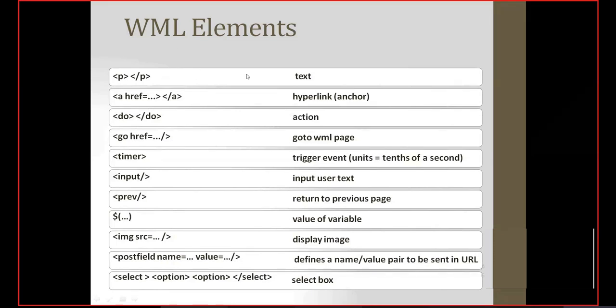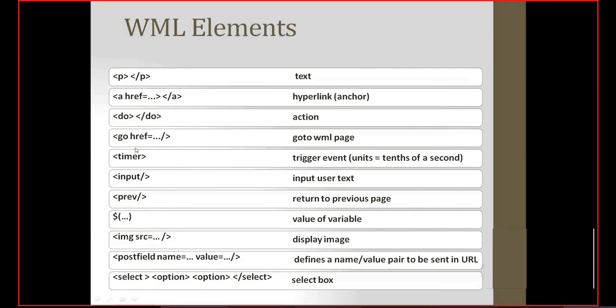So the first one is the paragraph tag, which we use in HTML also. Then there is the anchor tag, again used in HTML. href will give you a medium to define the URL to which we have to navigate. Then the do tag, again required for performing actions. Then the go tag, similar to the anchor tag.